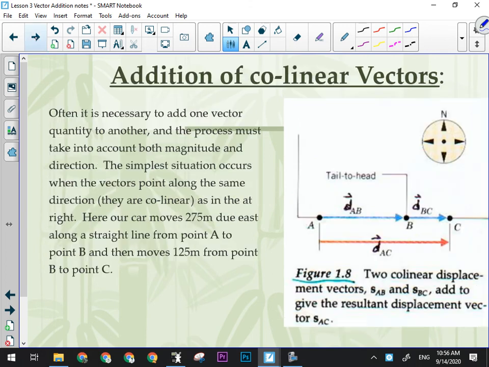So, it's necessary often to add two vector quantities together, and we do that in a tail to head fashion, as I showed you already before. But they're doing it here as well. So we have these two vectors. Our car moves 275 meters due east, so that's this line here, and then moves another 125 meters from there due east. What's my total displacement?